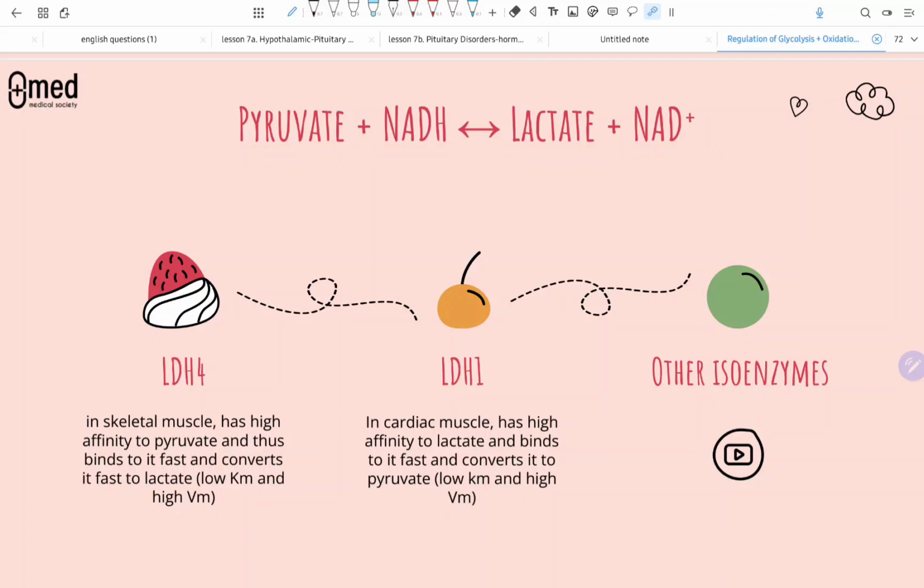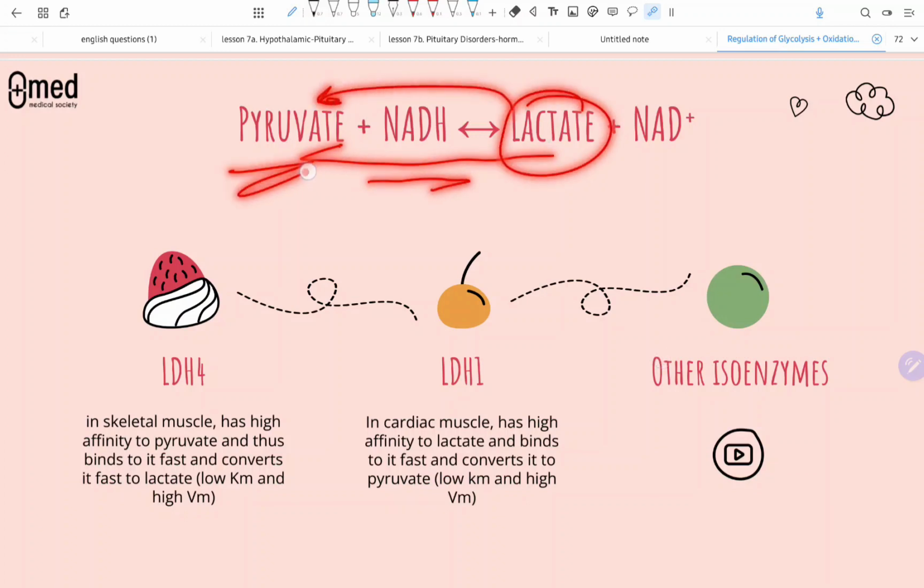So let's take 2 examples, LDH1 and LDH4. LDH1 is found in the cardiac muscle. LDH4 is found in the skeletal muscle. In the cardiac muscle, we want pyruvate, not lactate. So the reverse reaction is going to be favored over the forward reaction, because all of the lactate is going to become pyruvate. We don't want lactate in the heart, right?